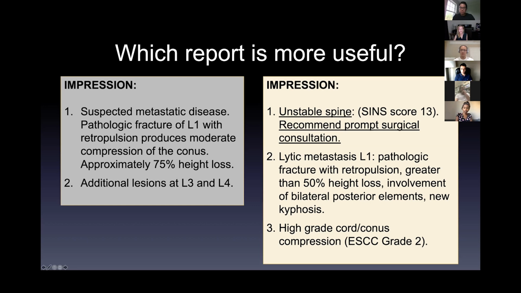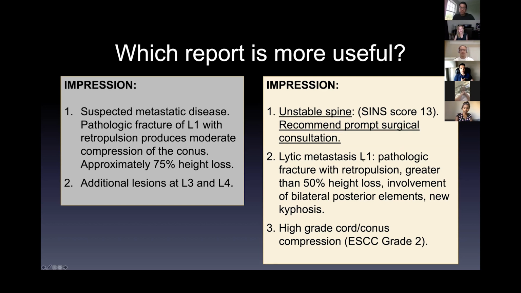Point number 1, unstable spine, SIN score of 13. And that's what I'm going to explain in this presentation today in our cases, what the SIN score is. Recommend prompt surgical consultation. So it doesn't matter when people see the report, it doesn't matter if you're the ER doc or you're the intern on your first day or you're the person working in the cafeteria, you know exactly what the severity of this case is and what you need to do. So surgical consultation immediately. And you can see how that would improve patient care.